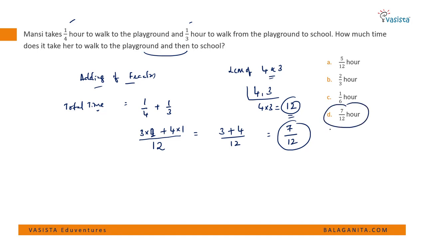Option D is the right one. So here this 4 and 3 is not going to be divisible by each other. They are co-prime to each other, right? So you can directly multiply. That is going to be the LCM.